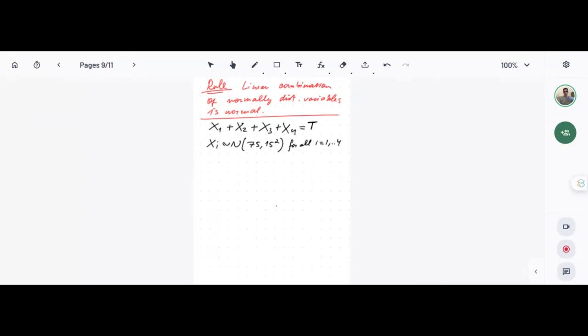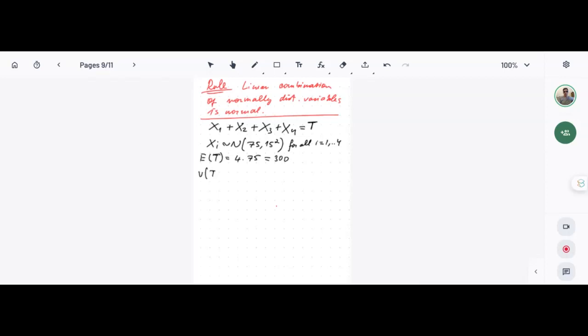If that is the case, then we can get the distribution of T. Because of independence, remember, the expectation of T is going to be equal to 4 times, because you have identical distribution, identical mean for all these random variables, 4 times 75, which is going to be 300, right? So the new variable T is normal, and it will have the mean equal to 300 kgs.